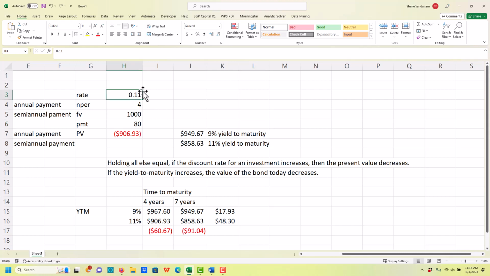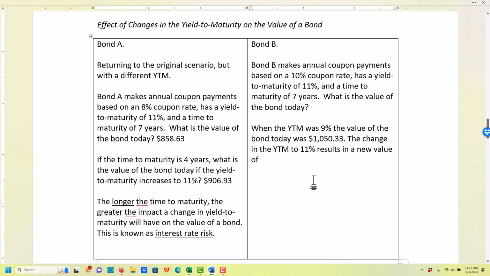So my rate is 11%. My number of periods is 7. My payment is 100 because that was the payment for bond B. We see it's $952.88. Okay, so we had the same situation. The value of that bond decreased.